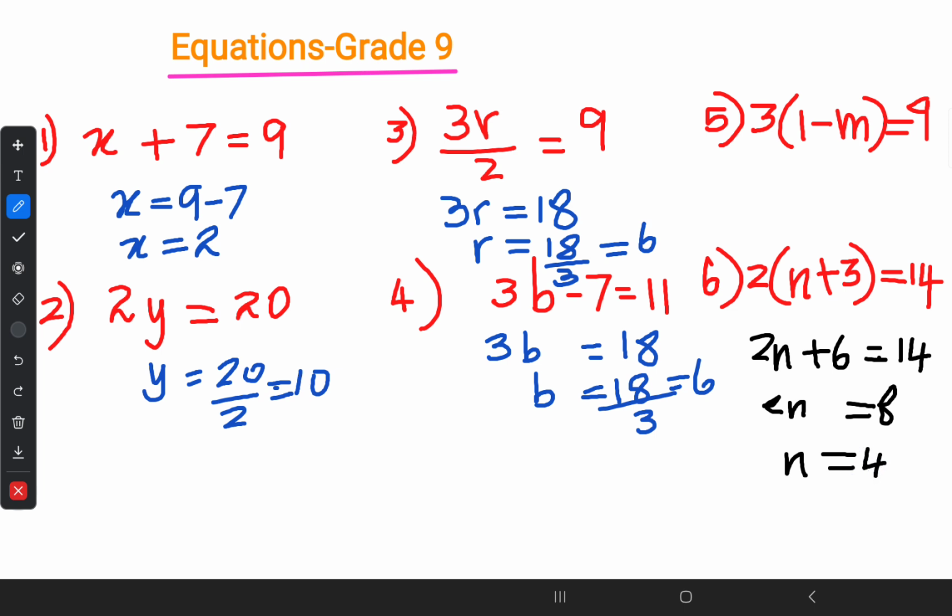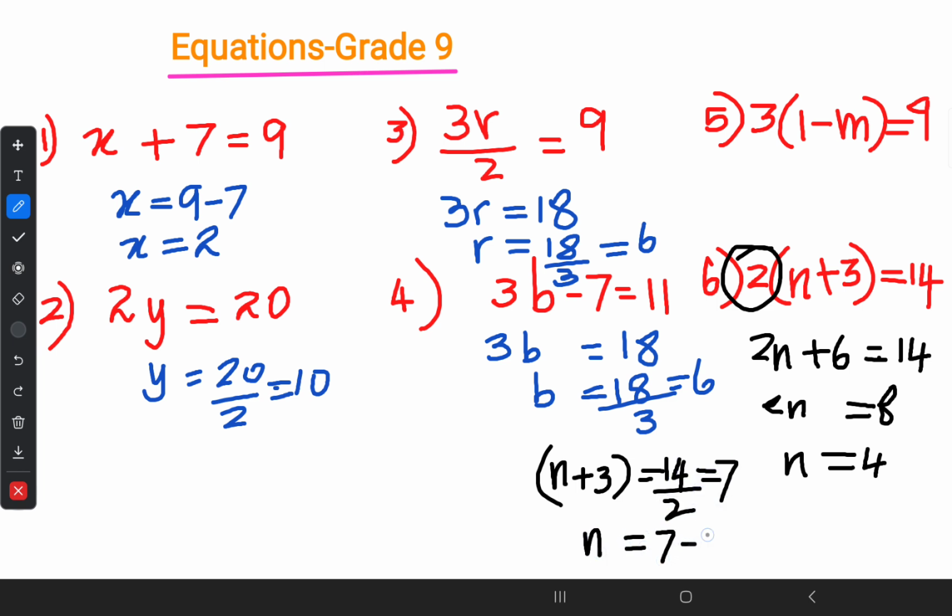You can use this method, or else look at this. The total expression is multiplied by 2. So you can bring this total multiplier over as a divisor. So n plus 3 should be equal to 14 divided by 2. That means 7. So n is 7 minus 3, which is 4. You can use either the first method or the second method. Both are correct.